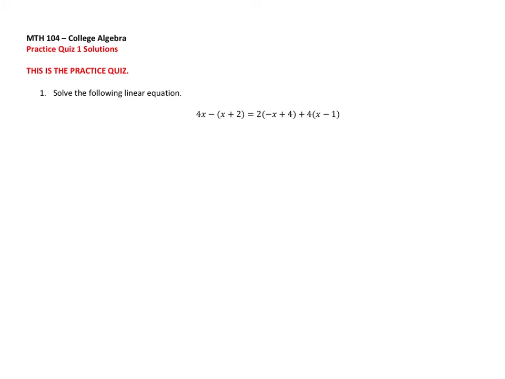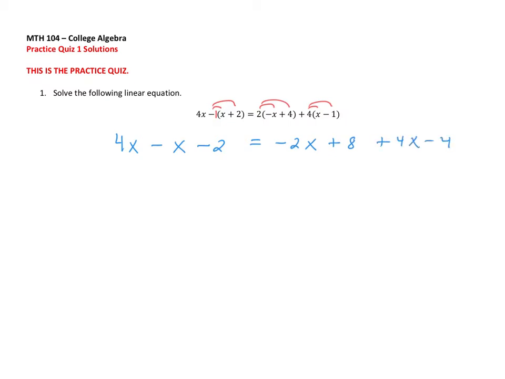To solve this linear equation, I'm going to start by distributing the -1 into the parentheses, this 2, and this 4 into the parentheses as well. So the left side of this equation is 4x minus x minus 2, that is equal to -2x plus 8 plus 4x minus 4.